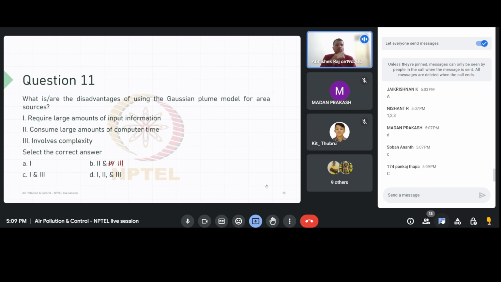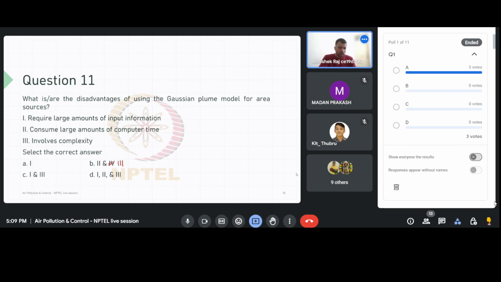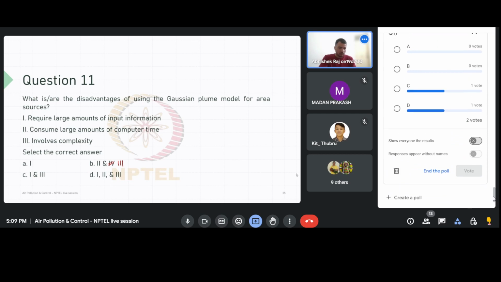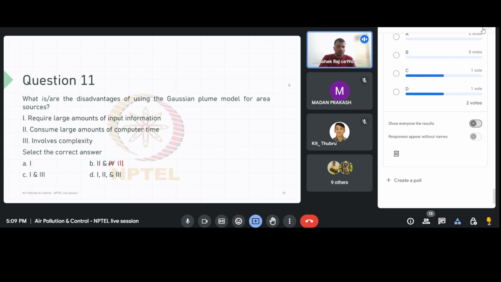Okay. So some people are saying option D. Some people are saying C. What about the poll? Okay, C and D. Fine. We'll discuss.